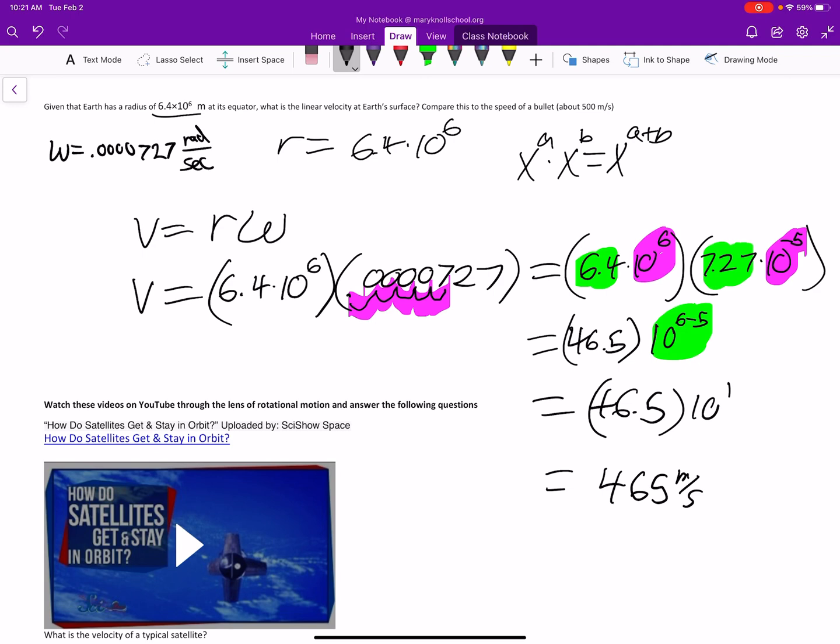So people at the equator are moving almost the speed of a bullet. Not quite. Speed of a bullet is 500 meters per second, and people on the equator are going about 465 meters per second.